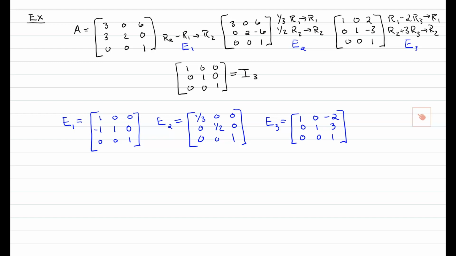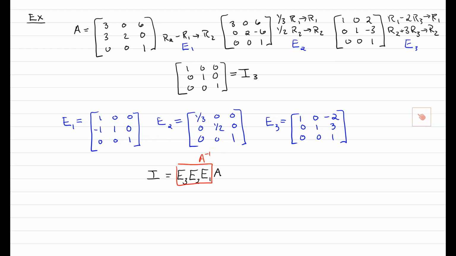I can think of this process of going through this elimination method and getting to the final result this way. So I start off with matrix A, I multiply it by E1, and then multiply it by E2, and then multiply it by E3, and then I finally get to the identity matrix. So this is A inverse.